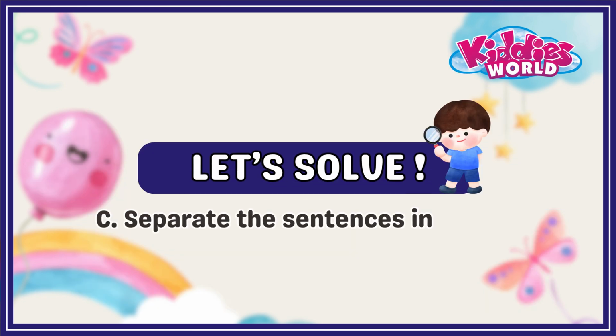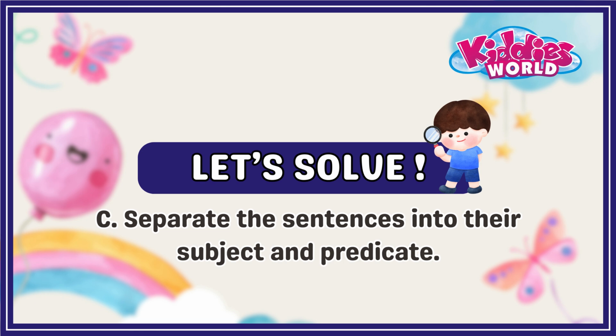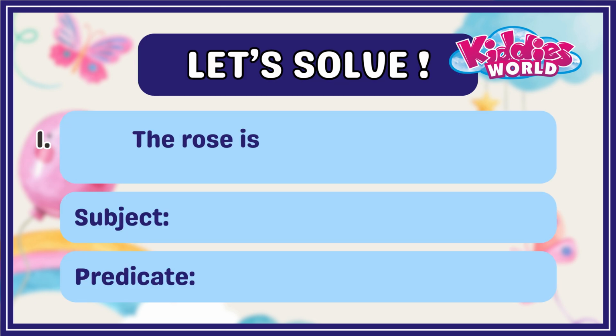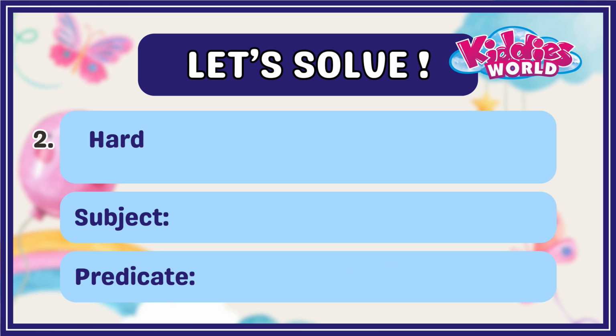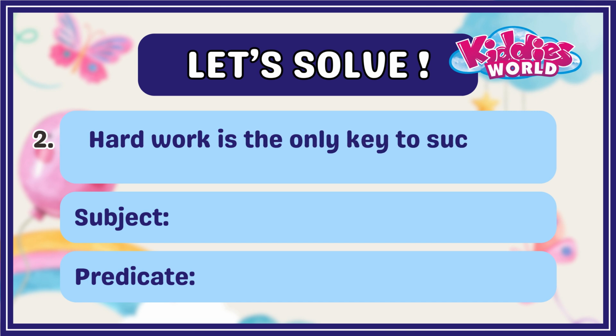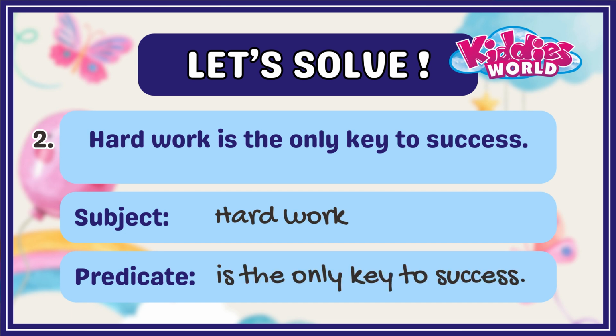Let's separate the sentences into their subject and predicate. The rose is a beautiful flower. Subject, the rose. Predicate is a beautiful flower. Hard work is the only key to success. Subject, hard work. Predicate is the only key to success.